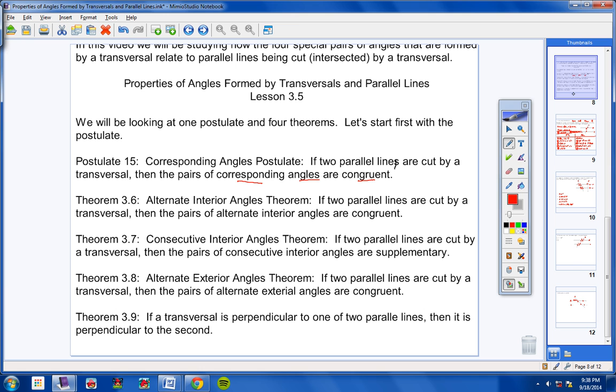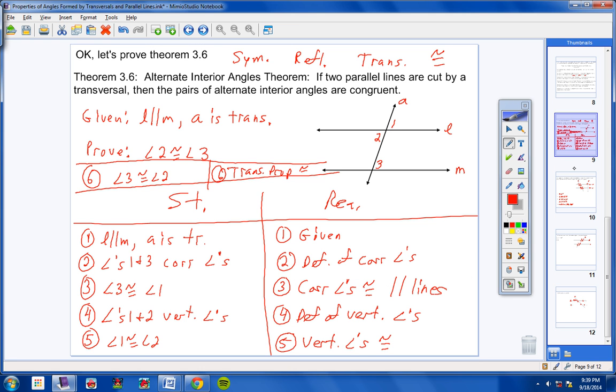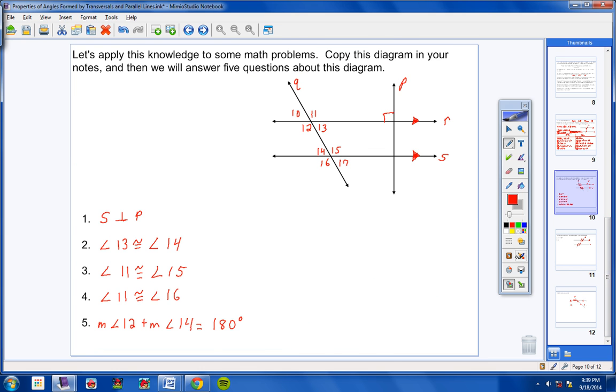Let's finish this up. We've learned 1 postulate. We looked at 4 theorems. Then we've looked at a proof. And now let's look at 3 problems real quick, and then we're finished for the class period, okay? Here we go. Okay, students, take about a minute if you would, please. I'm going to give you just a minute because we have to hurry. We're going to apply this knowledge to some math problems. Copy this diagram on your notes, and we're going to answer 5 questions about this diagram. So please quickly copy this down.